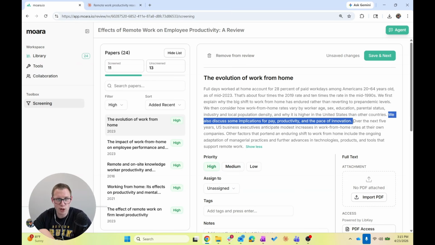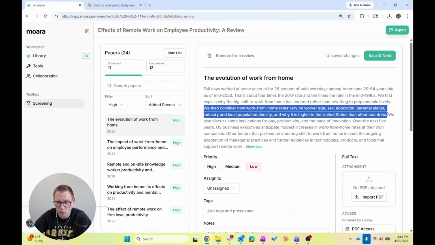This is a secondary thought, right? We also discuss some implications for productivity. That is my primary focus. I am bringing this down actually to low. The reason I'm bringing it to low is it really appears to me that A, it's a macroeconomic study rather than something that would be great from a client perspective.